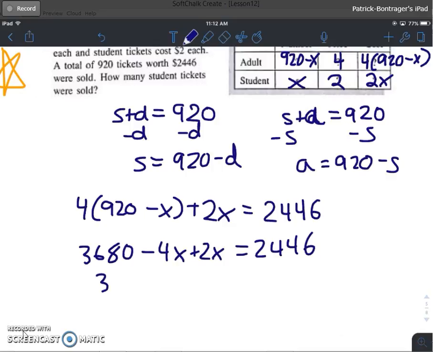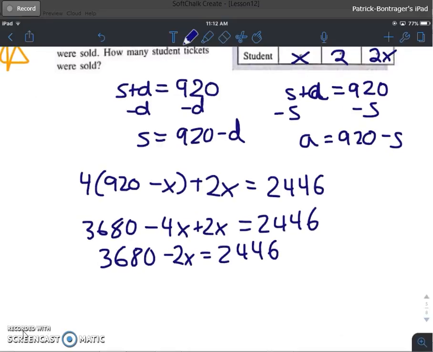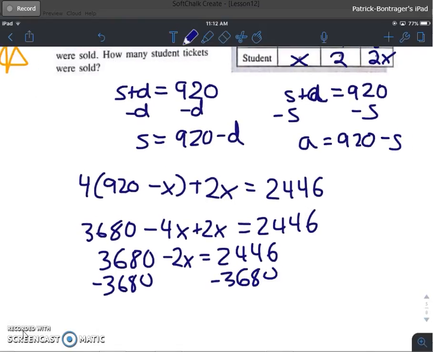Combine like terms. Get x on one side, get your constants on the other. And again, this is tricky because when we subtract, we're going to take the difference and keep the sign of the larger number. So I really got to take 2,446 from 3,680.